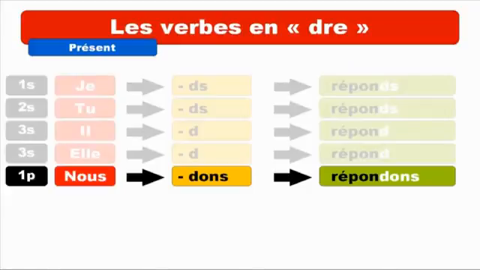Repeat. Nous répondons. So as usual, final S is not pronounced, okay? So the only thing that is pronounced at the end, it's this O-N, and it's on, okay? Répondons. Repeat. Nous répondons. Okay.